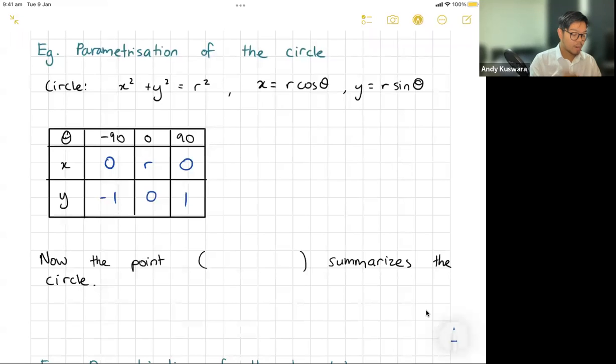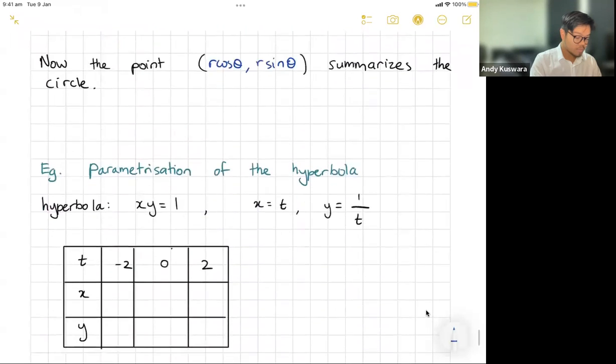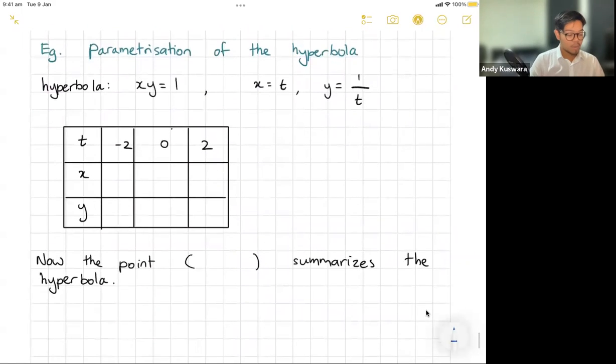And that's your parametrization of the circle. Now, if I wanted to name any point on my circle, x squared plus y squared equals r squared, it'll just be parametrized by r cos theta for the x value, r sin theta for the y value, and that would summarize the whole circle.